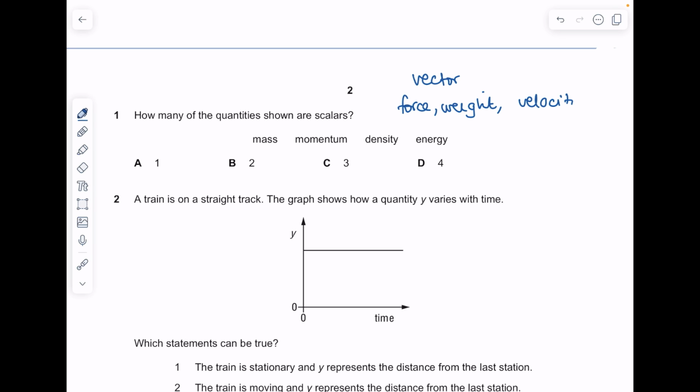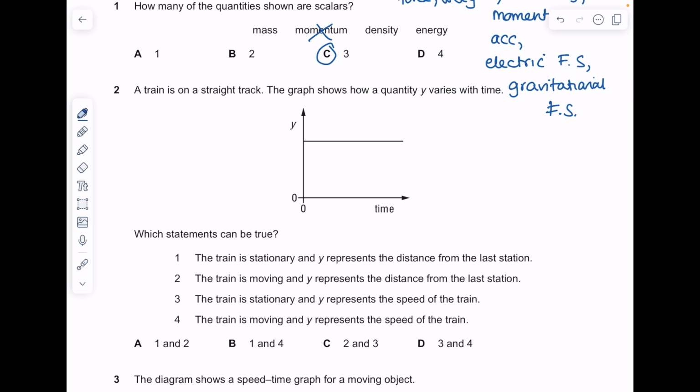velocity, momentum, acceleration, electric field strength, and gravitational field strength. So if any of these feature here, like momentum, we know that that's a vector quantity, so it can't be scalar. Because we haven't mentioned mass, density, or energy in any of these, then the answer here is, count them up, it's 3C.